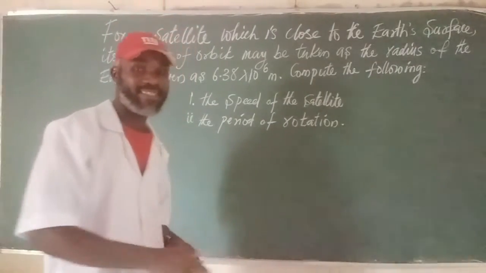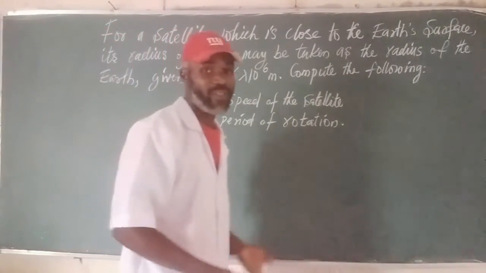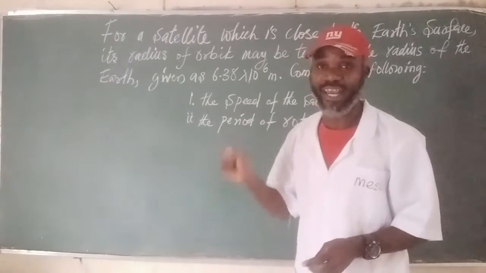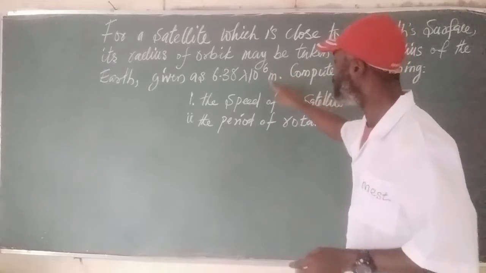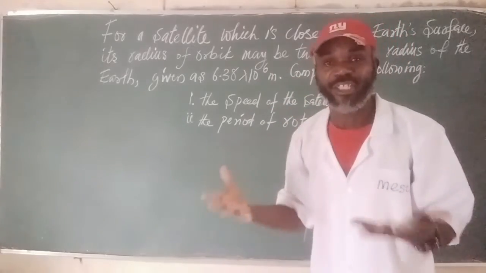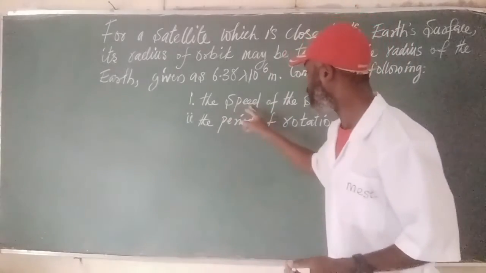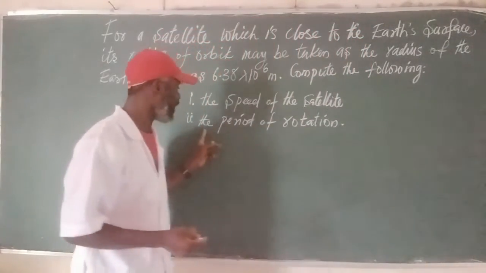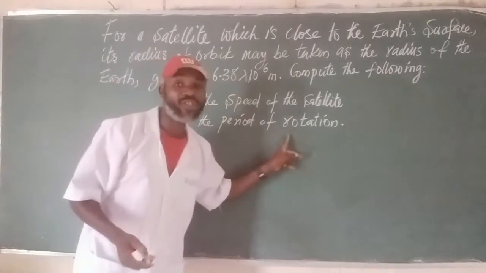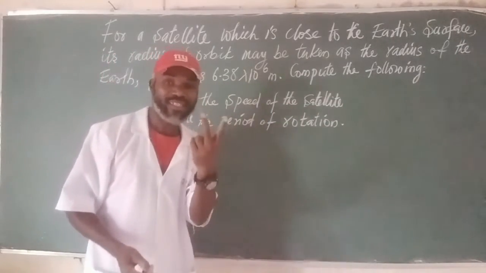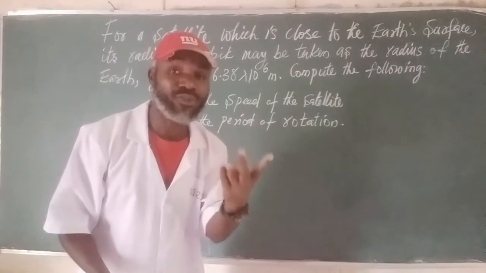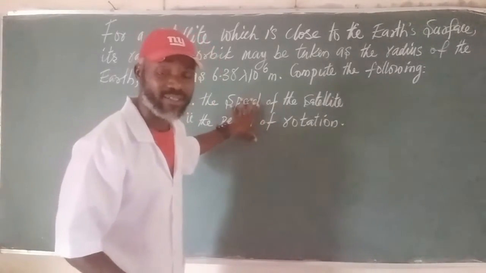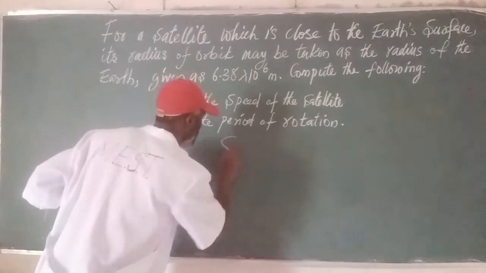A certain satellite is close to the Earth's surface and is assumed to take the radius of the Earth's surface as 6.38 times 10 raised to the power 6 meters. We are expected to calculate the speed of the satellite, and then the period of rotation of the satellite. Two parameters are expected to be calculated in this question. So what we need to do is quickly put down a solution.